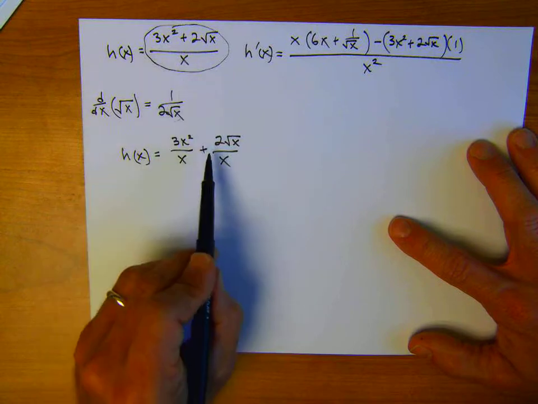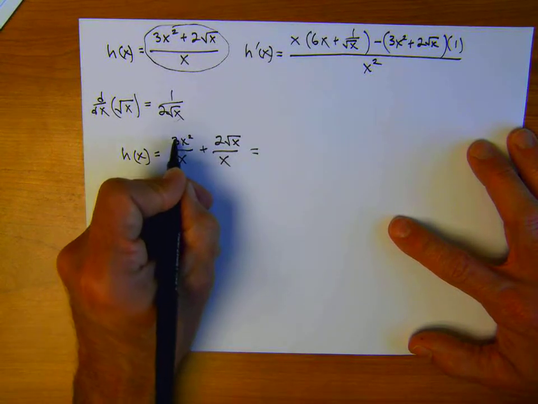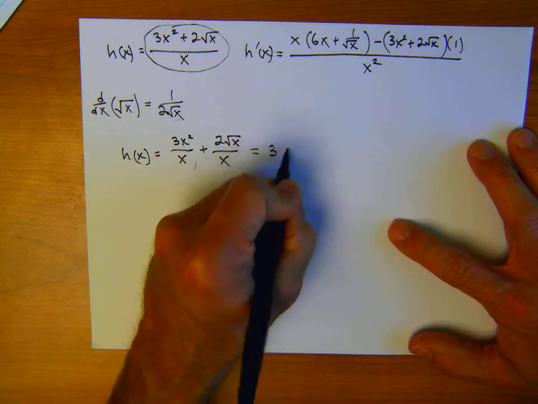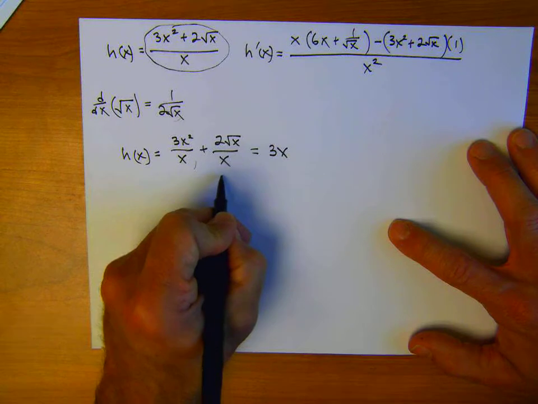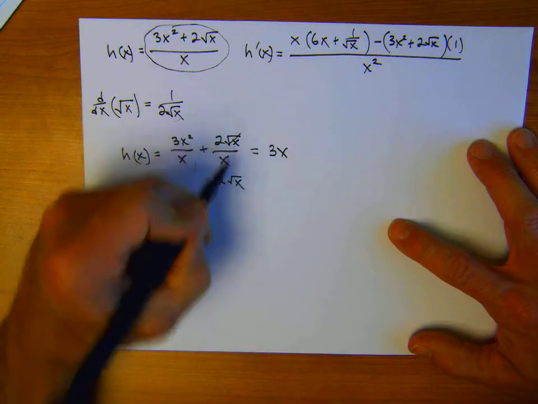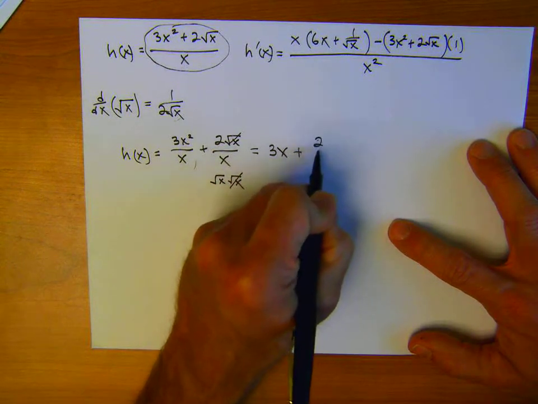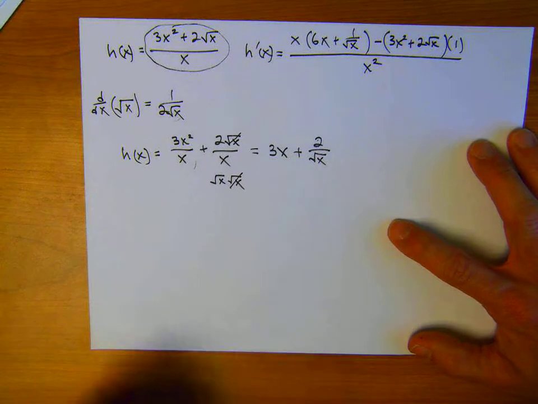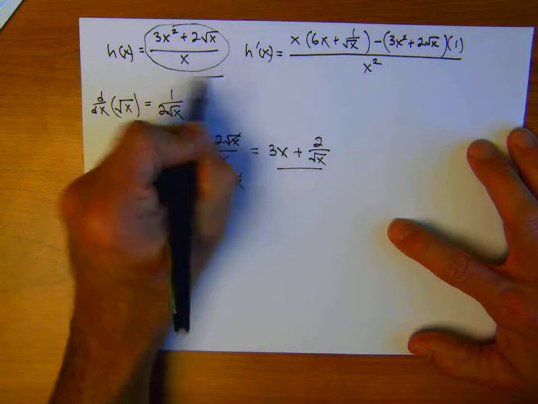I have a common denominator here, so I could combine them into one term. Well, I can go the other direction as well and separate this into 2, right? Now, this first piece simplifies just to 3x, and if we think of x as square root of x times the square root of x, then I can divide out one of them, and I'm left with 2 over the square root of x. All right, so this is algebraically equivalent to what I started with.